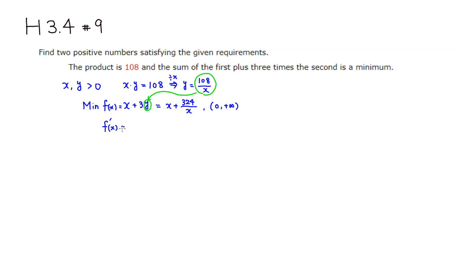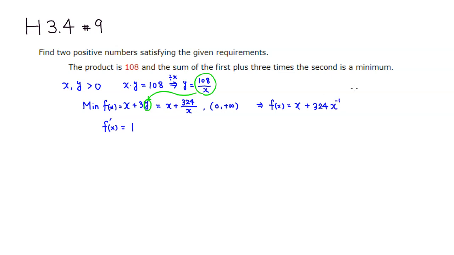So f prime of x is equal to, right, the derivative of x is 1. Actually, I don't like the way this is written, so I'm going to rewrite this function. f of x can be rewritten as x, the first term is okay. But the second term, I'm going to rewrite it as 324, which is just a number in front, and 1 over x I'm going to write as x to the negative 1.